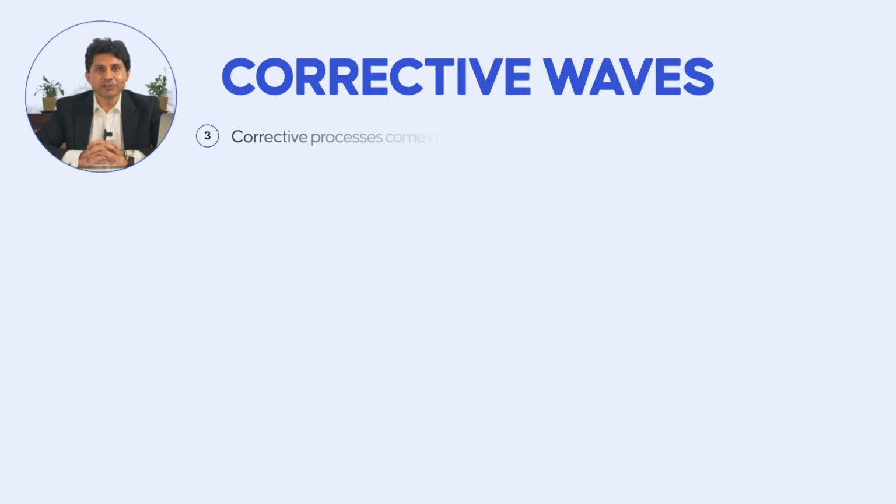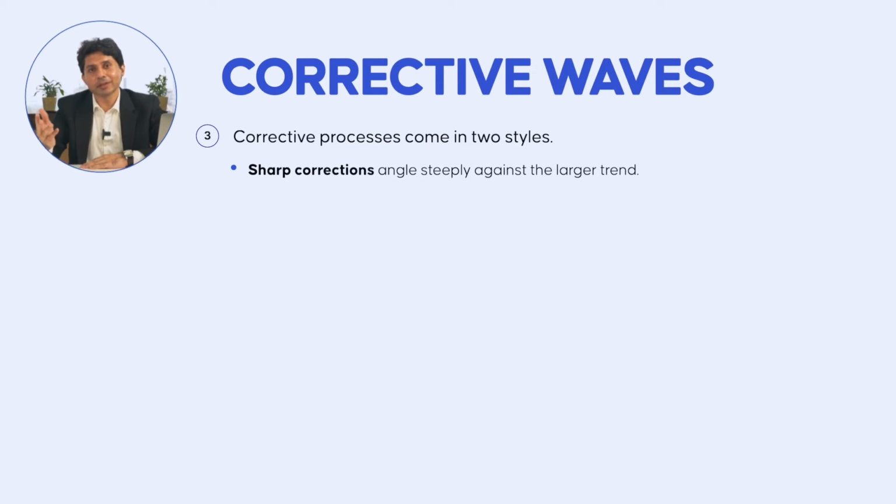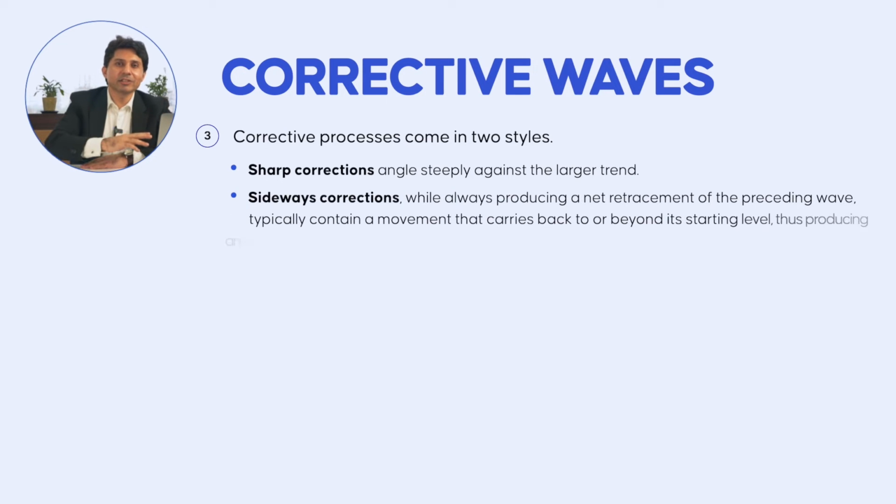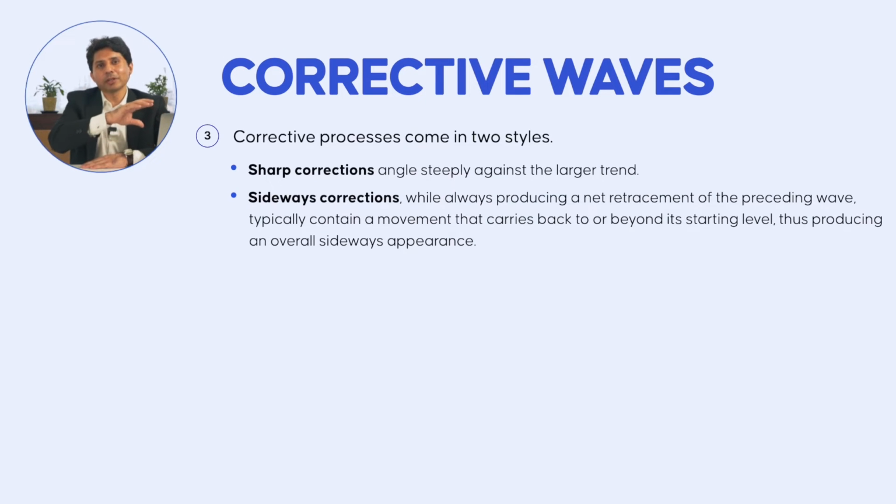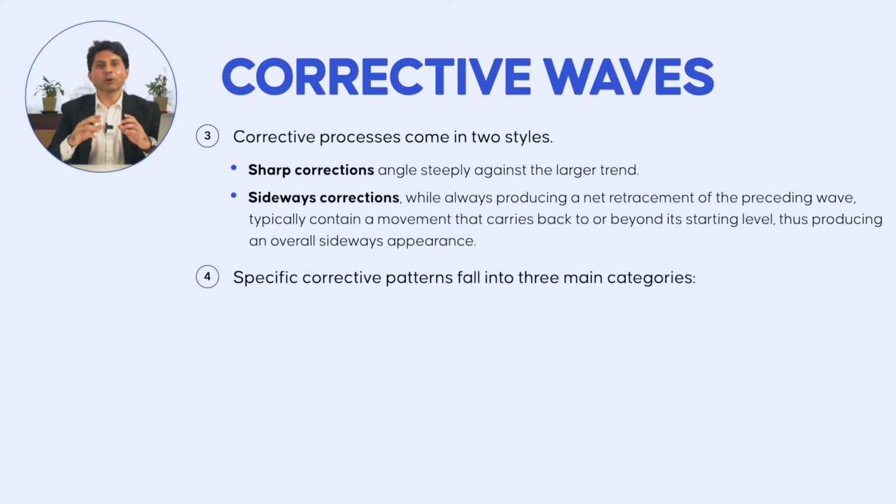Now, corrective waves come in two styles. There are sharp corrections, which are angled steeply against the larger trend, and then there are sideways corrections. While always producing a net retracement of the preceding wave, they typically contain a movement that carries back to or beyond its starting level, thus producing an overall sideways appearance. Specific corrective patterns fall into three main categories.